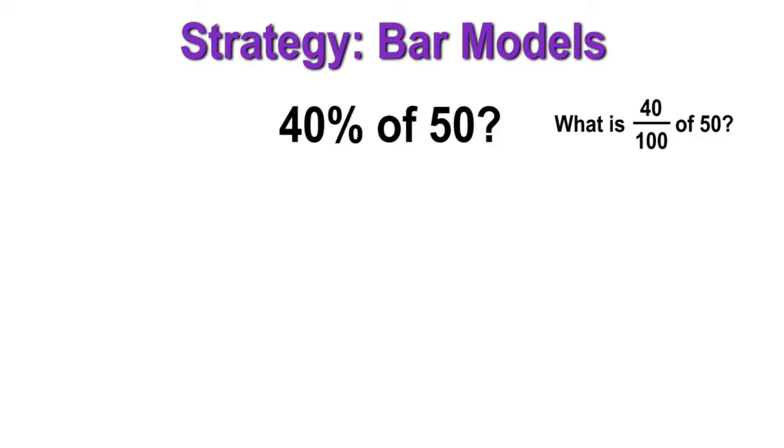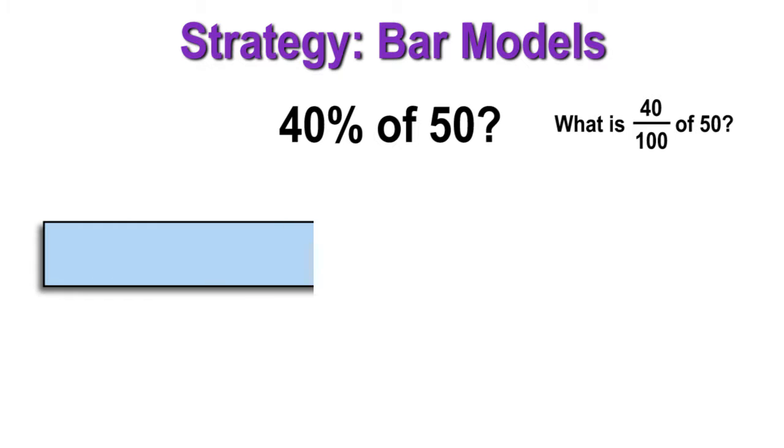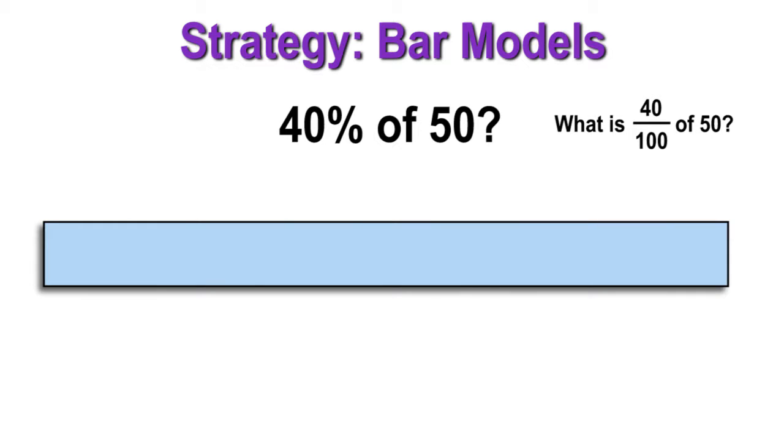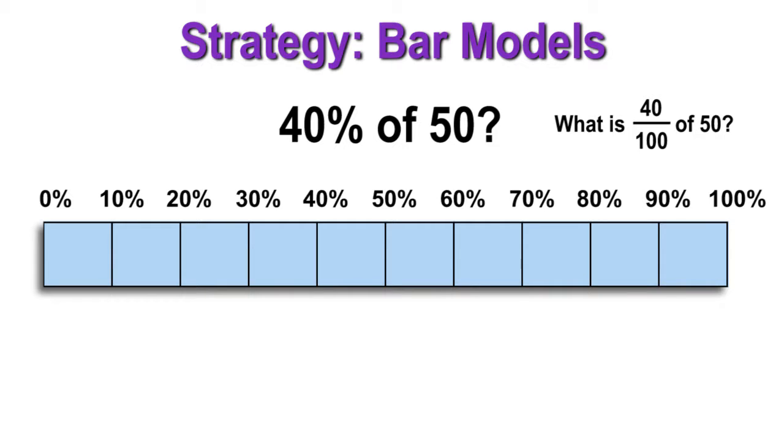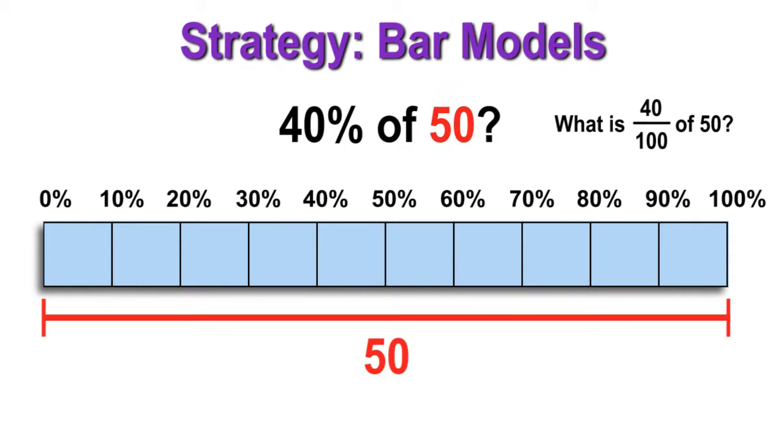One way to represent this problem is by drawing a bar model. First, draw a long rectangle and partition it into 10 sections. Label each section with the corresponding percentages in increments of 10 from 0% to 100%. Label the bar model with the information from the problem. What is the size of the whole? 50. What percent of the whole needs to be found?